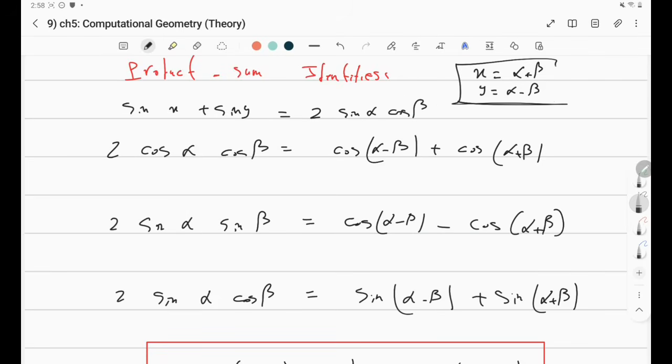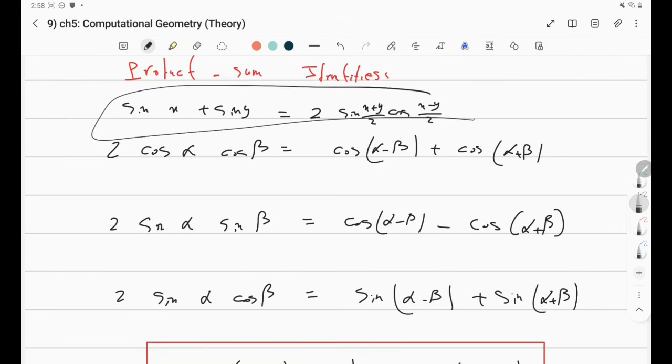Just solve the system of equations here. Add them up. You get 2 alpha is x plus y, so alpha is (x plus y) over 2, and hence replace this by (x plus y) over 2. Beta, you just subtract, and you get (x minus y) over 2. So yeah, that's it, we're done.